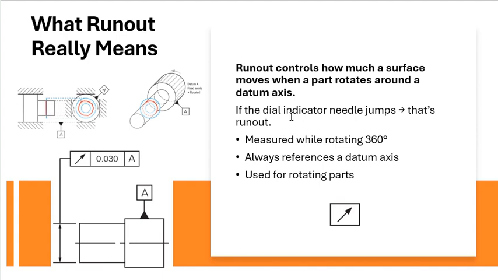Runout is about motion during rotation. Measure while rotating 360 degrees. It always references a datum axis, which is this guy. Yeah, your references. And here is your surface. So it's used for rotating parts. Circular runout 0.030 is your tolerance zone. And then we have, of course, the datum reference surface, your primary datum A.